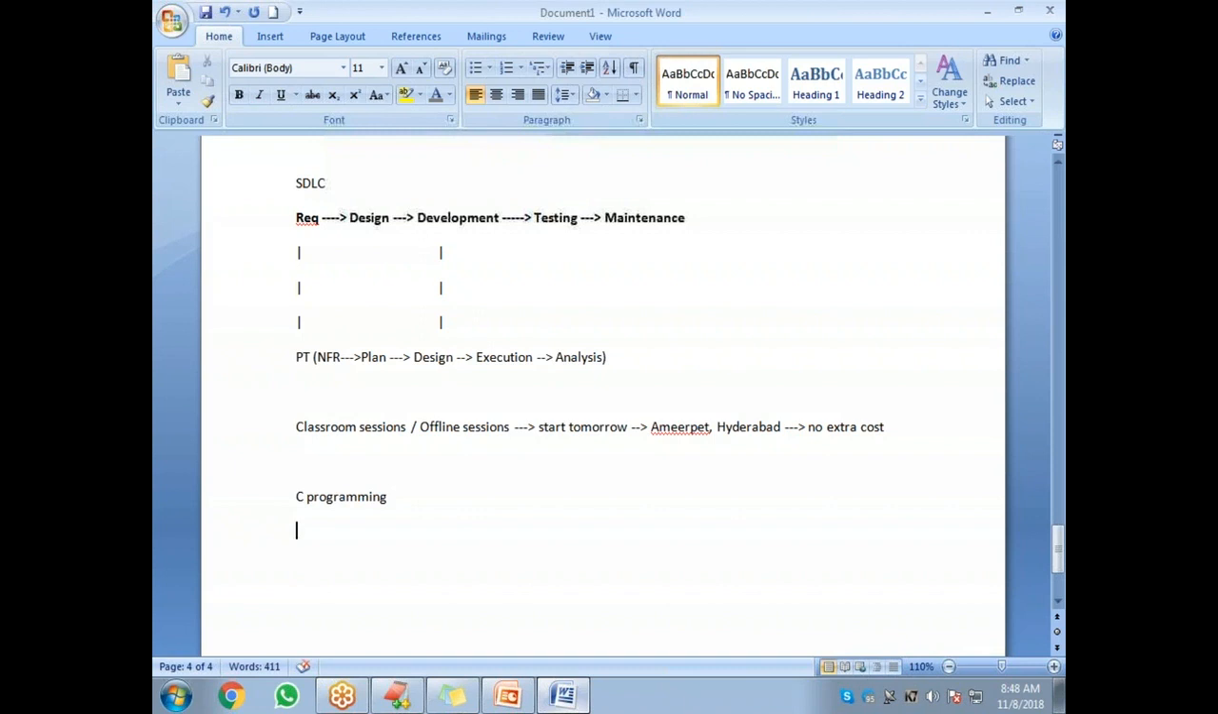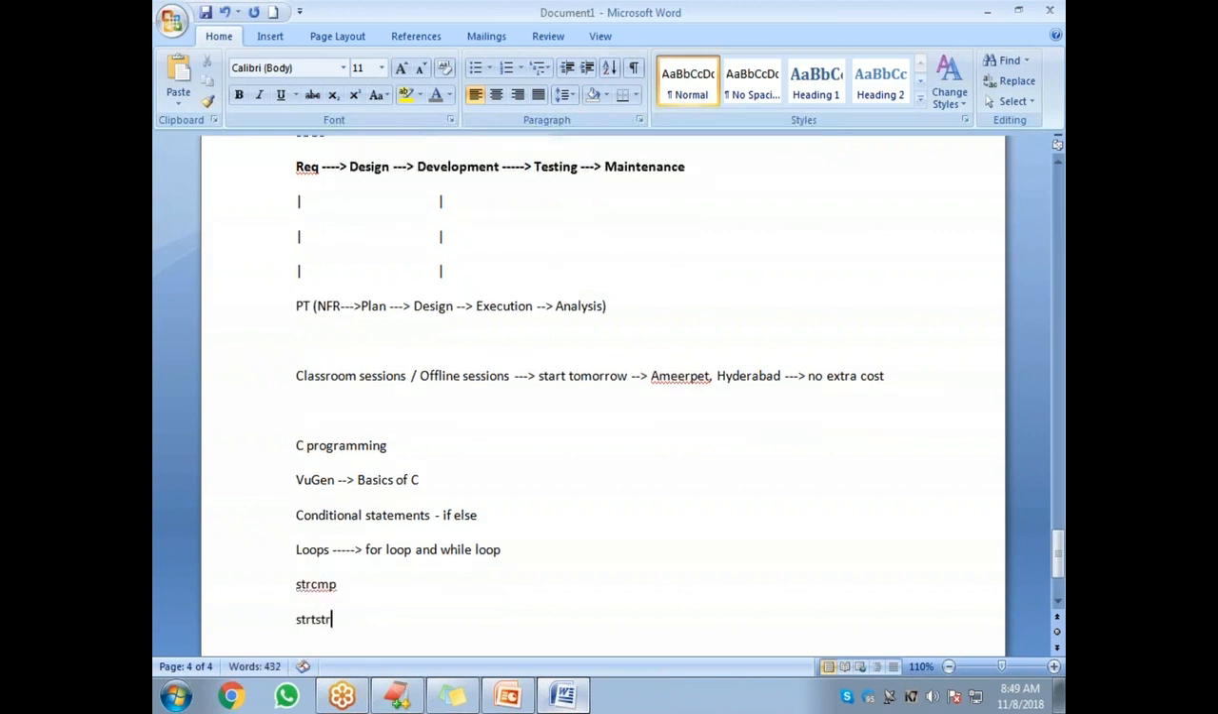Before Vusion starts, I want everybody to have some basics of C. So when I say basics of C, what are those basics? Conditional statements, like if else. And you have to have some knowledge of loops, like for loop and while loop. And string comparisons like strcmp and strstr, which I will cover in the class, so don't worry about it. But as long as you know a little bit about that, and what constants and variables are, I'll be able to help. You should be able to understand the classes with this much knowledge.